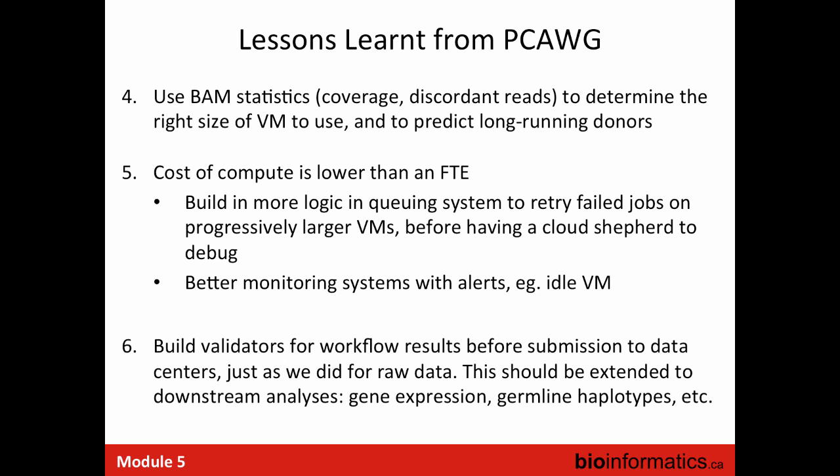So that's important. Now, as I said, cost of compute is typically a little lower than your FTE, so we try not to get a Cloud Shepherd to get involved with failed jobs. It would be nice if the queuing system is a little smarter. Yes, it starts off with a good VM already, but if the job fails, maybe progressively try another VM that is larger with resources and try it again. Maybe try it 3 times, and then eventually it does come back. Then the Cloud Shepherd can get hands-on and look at what the problem is.